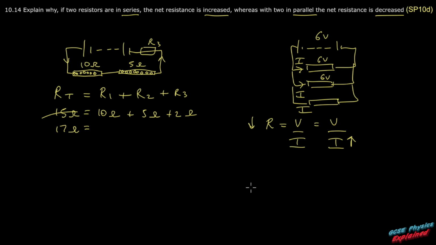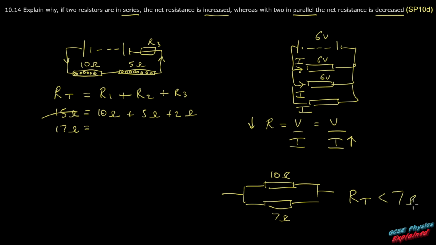Now, if you've got 2 resistors in parallel, the total resistance will be smaller than the smallest resistor. So just say that's 10 ohms and just say that's 7 ohms. All you need to know at GCSE level is that the total resistance will be less than 7 ohms in this case. If the smallest resistor was 5 ohms, then the total resistance will be less than 5 ohms.